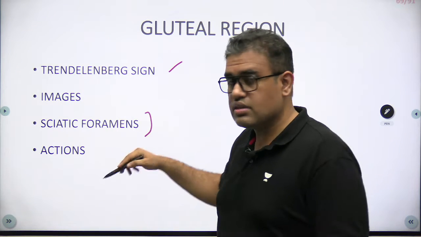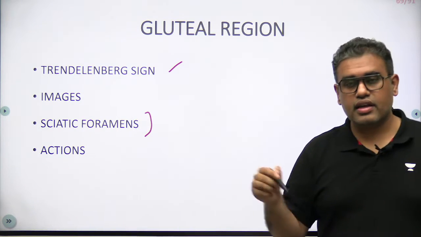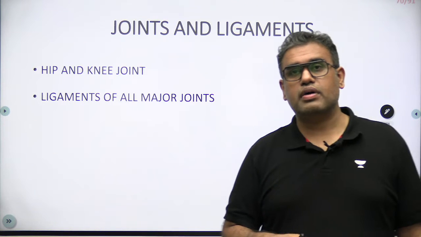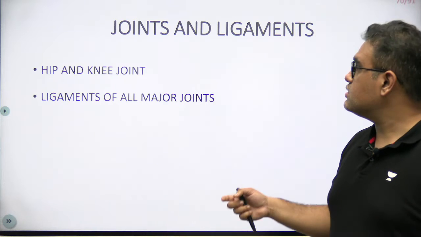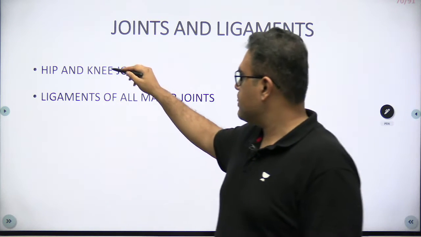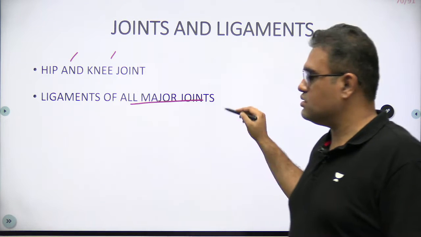Sciatic foramina, what structure passes, what does not pass. Greater, lesser sciatic foramina, understand them. You can take help of few past lectures. And that is your joints and ligaments. Again, the largest joint in the body, knee joint, hip joint, ligaments.